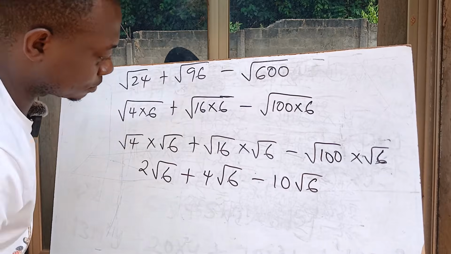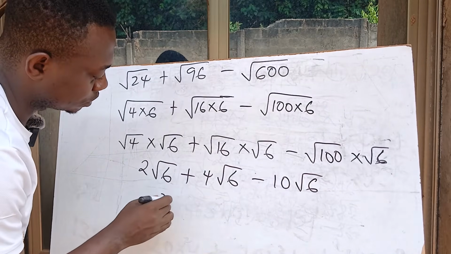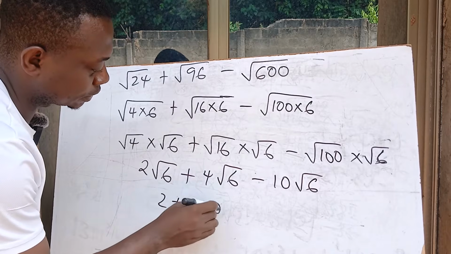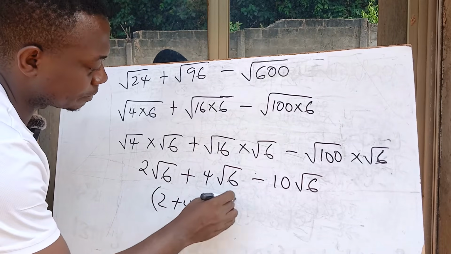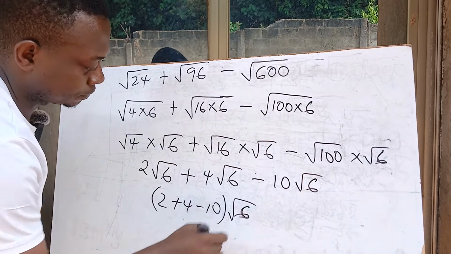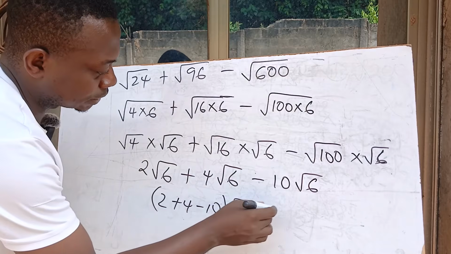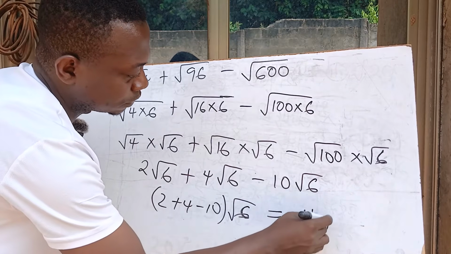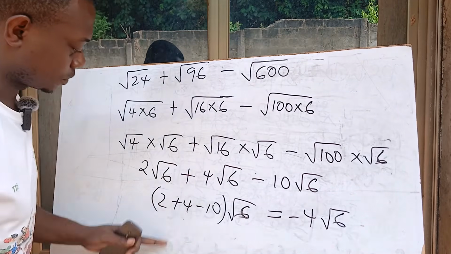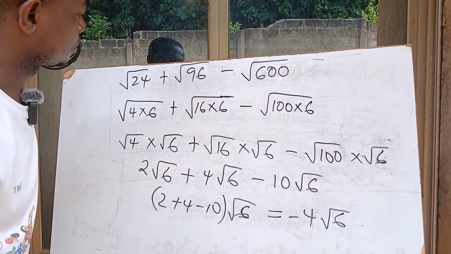Remember the addition and subtraction of like radicals. We have 2 plus 4 minus 10. So we group them and pick one of them. 2 plus 4 is 6. 6 minus 10 is minus 4, with square root of 6. So we have minus 4 square root of 6.